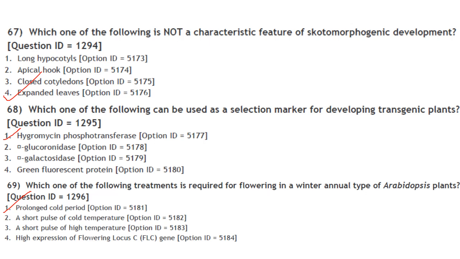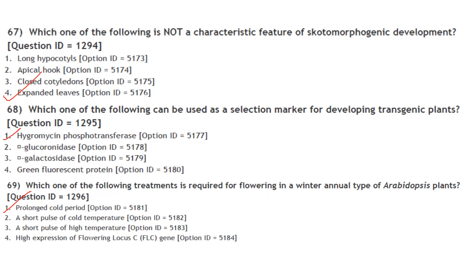Which one of the following is not a characteristic feature of skotomorphogenetic development? So skotomorphogenesis is development of a seedling in the dark. In skotomorphogenesis, the seedling is characterized by long, thin hypocotyl. So the first option, long hypocotyl, is correct. Folded cotyledons, so closed cotyledons, that is also correct. Option 3, which protects the shoot apical meristem. A closed apical hook that protects unfolded cotyledons. So option 2, apical hook, is also a characteristic feature of skotomorphogenetic development. So which is not a characteristic feature? Expanded leaves. Answer is option 4.